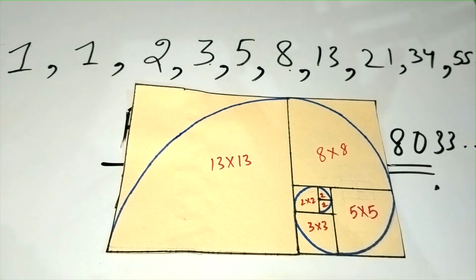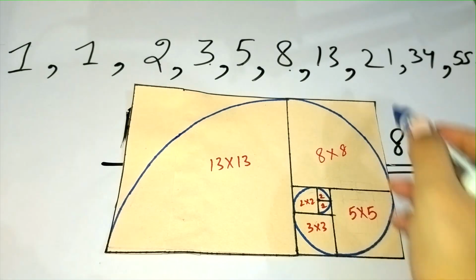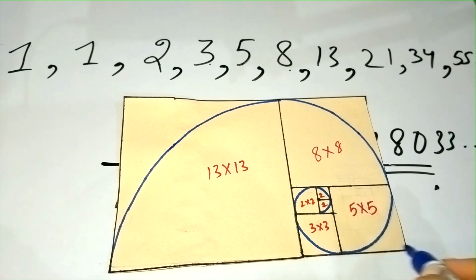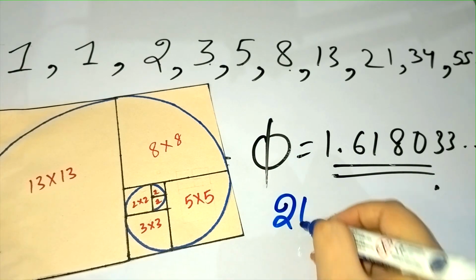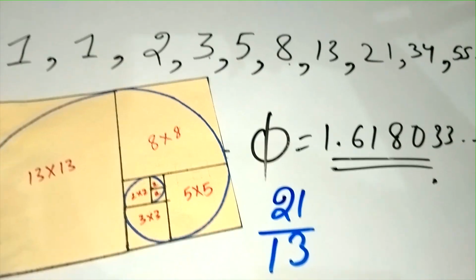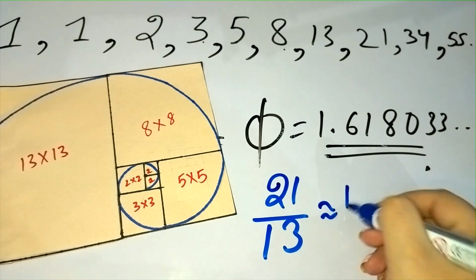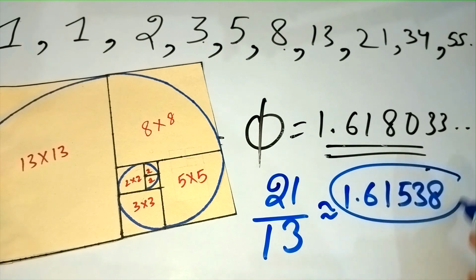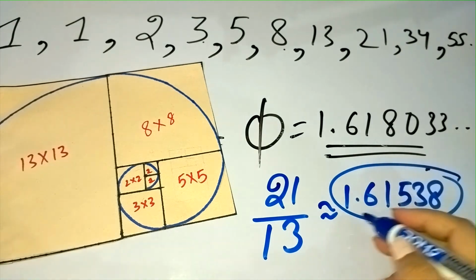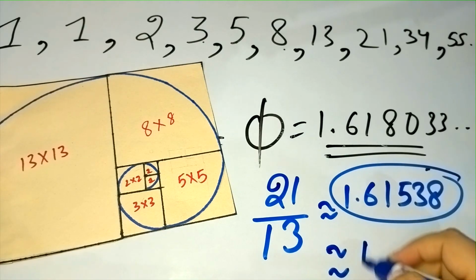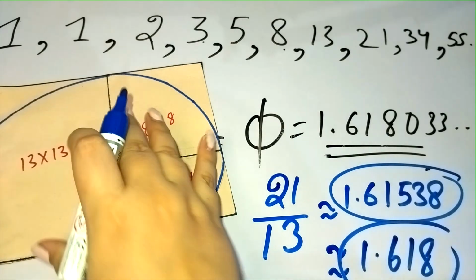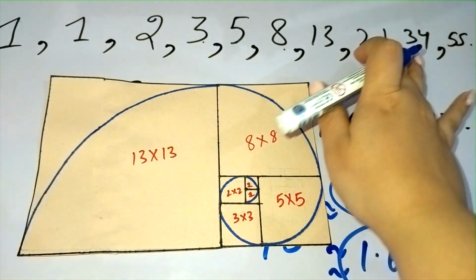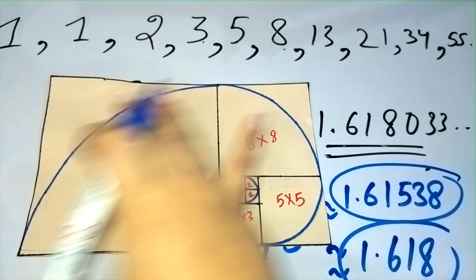And also this is a Fibonacci rectangle, and its dimensions are 13 into 21. So 21 upon 13 is approximately equal to 1.61538, which is not exactly the golden ratio, but it is closer to the golden ratio, that is 1.618, right? As we make more squares, larger dimension squares like 34, 21 and 55, 34, we approach this number.